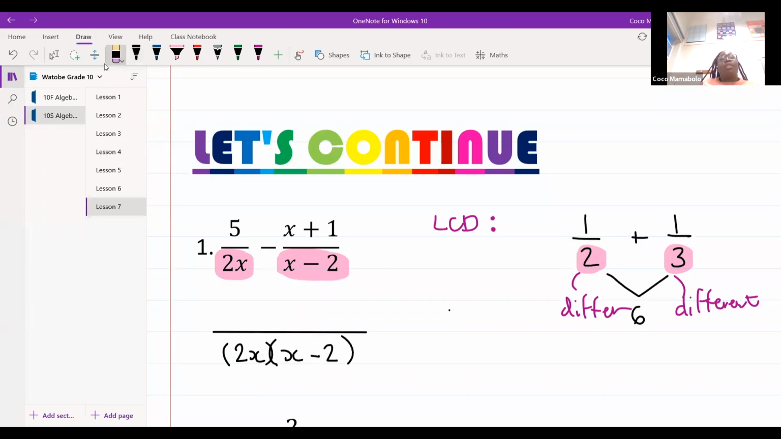Now we just need to look at the whole LCD. This is my whole LCD. And over here, I only have 2x of my LCD. What is missing over here from my LCD? That's it, Kayla, that is it. If they're not the same, we multiply. If they have nothing in common, we multiply. What is missing from this LCD over here, guys? I've only got 2x. What's missing from my LCD?